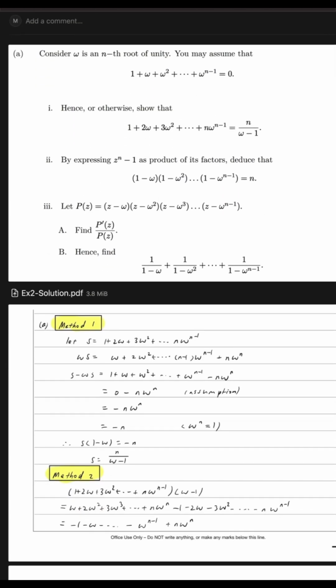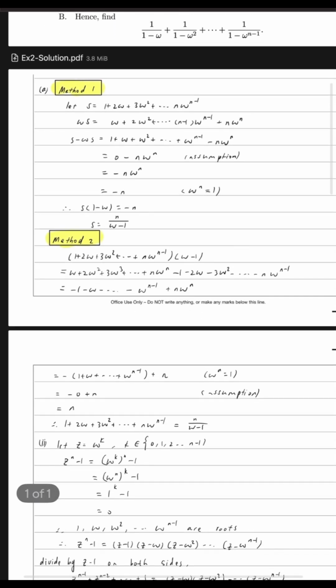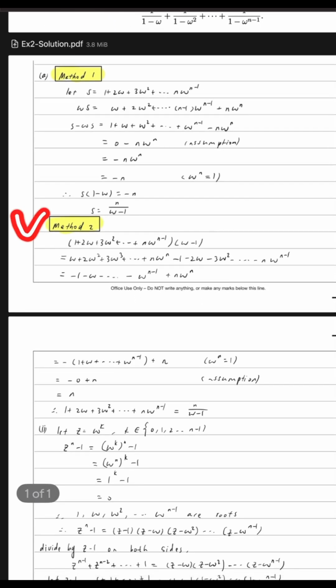Let omega be the nth roots of unity, but I don't like Greek letters, so let's just call it w. We can assume this identity, but assume you can prove it, because everyone basically knows how to prove it if you're a competent Extension 2 student. And the first question is to also show this, and I have got two methods here, and I would strongly recommend you to do method 2.